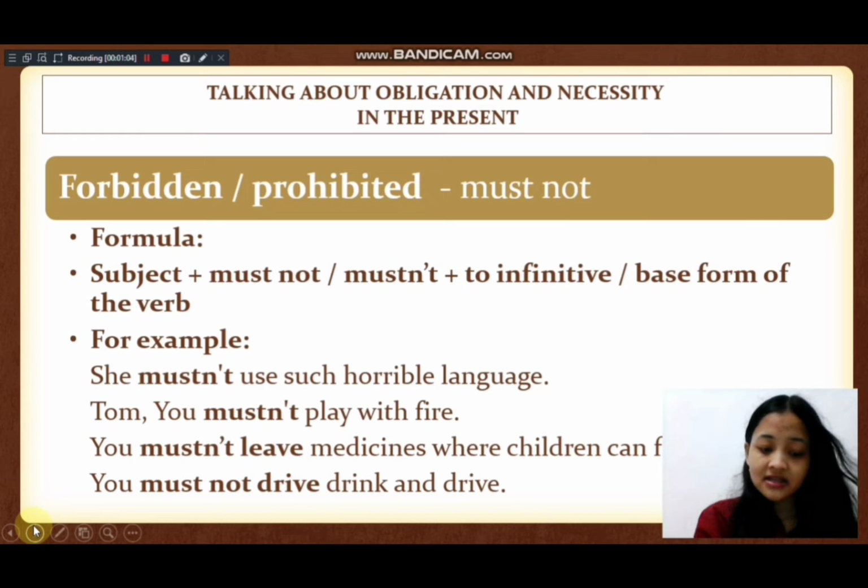Let me read the examples of it. She must not use such horrible language. Tom, you must not play with fire. You must not leave my medicines where children can find them. The last one, you must not drink and drive.